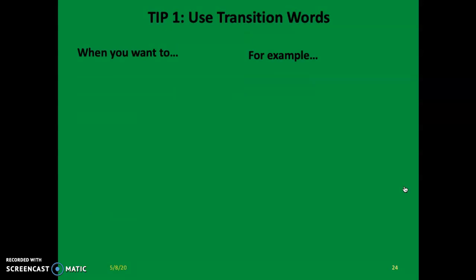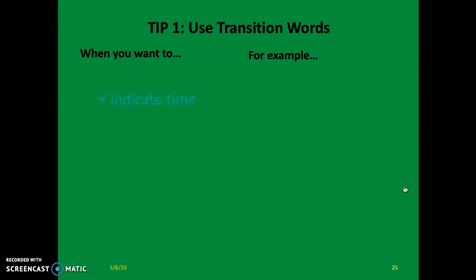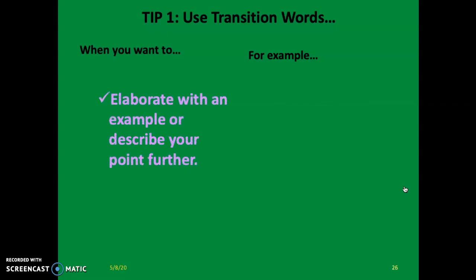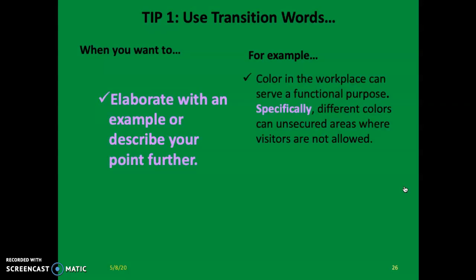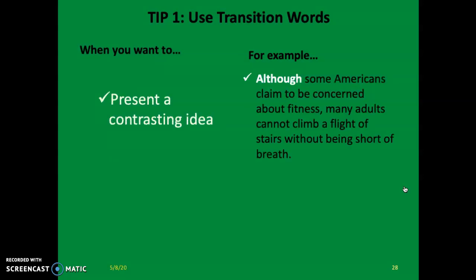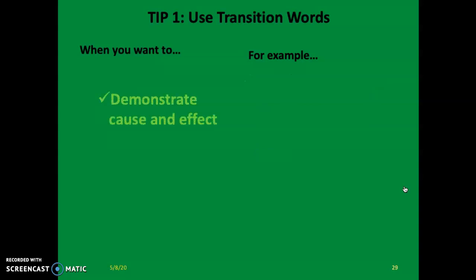All right, here's some examples of when you're going to use transition words. All right, when you're adding detail, when you are indicating time, when you are elaborating or describing your point further, when you are making a comparison, when you are making a contrast, all right, and when you are demonstrating cause and effect.